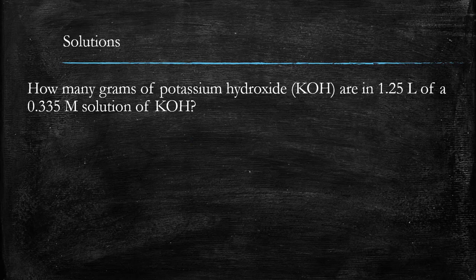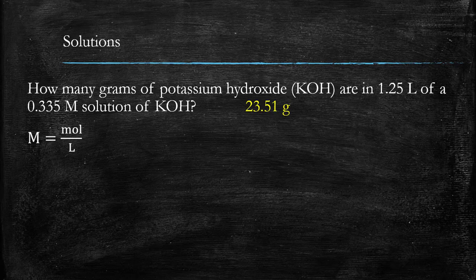One for you to do. How many grams of potassium hydroxide are in 1.25 liters of a 0.335 molar solution? Work the problem, come back and check your answer. Go. And the answer is 23.51 grams.